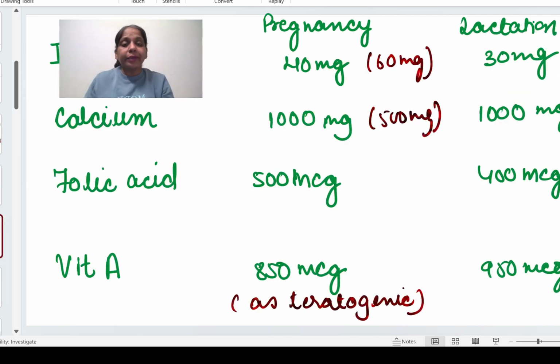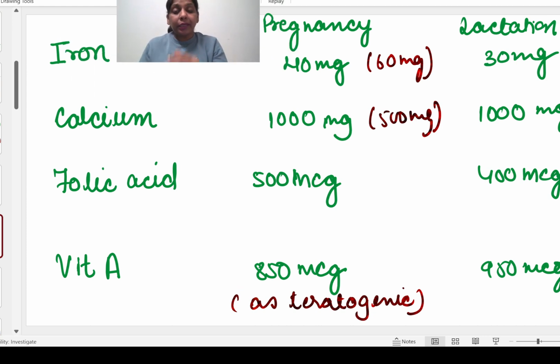So let us see the iron, calcium, folic acid and vitamin D requirements in pregnancy and lactation. See, in lactation, all the doses are a bit less than in pregnancy except vitamin A, because vitamin A is teratogenic in pregnancy. Okay, so in pregnancy, all the doses are required when the fetus is getting formed and growing, which means higher needs of iron, calcium, folic acid and vitamin A.